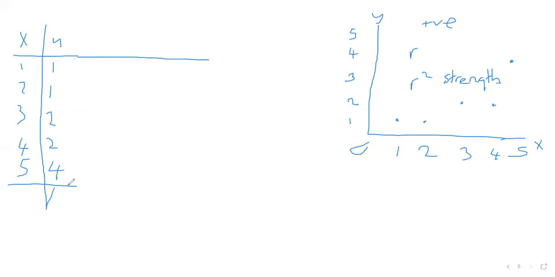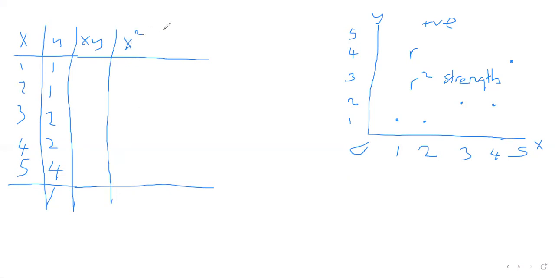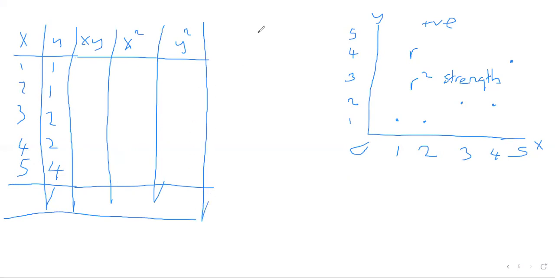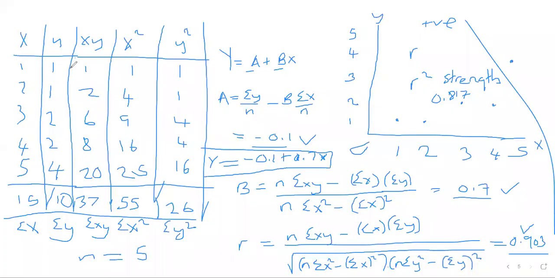So now we want to come up with a regression. Try to fill in this xy, x squared, and y squared, and get the totals. I'll give you a few minutes. So if you carefully do your computations, you will find the total of xy as 37, x squared as 55, and y squared as 26. These are the summary totals. Our n is 5, which represents the number of pairs.